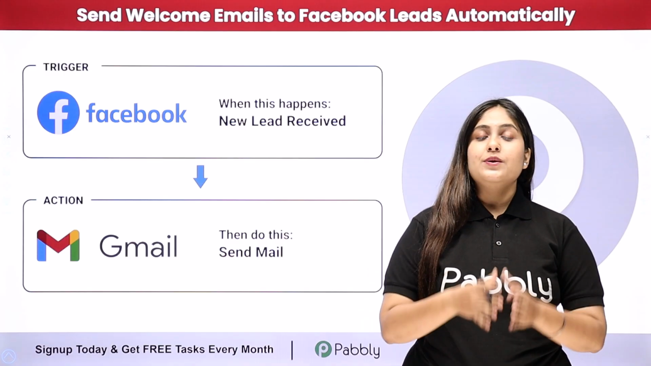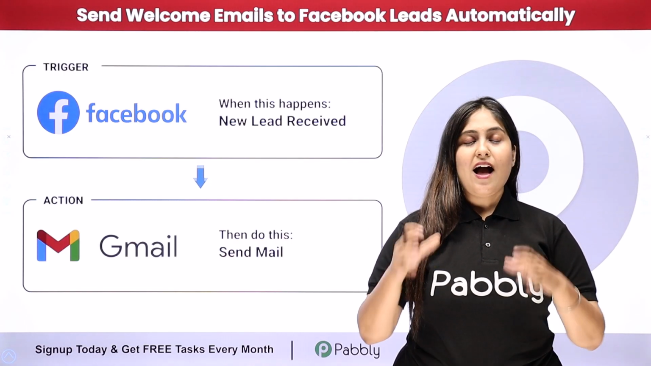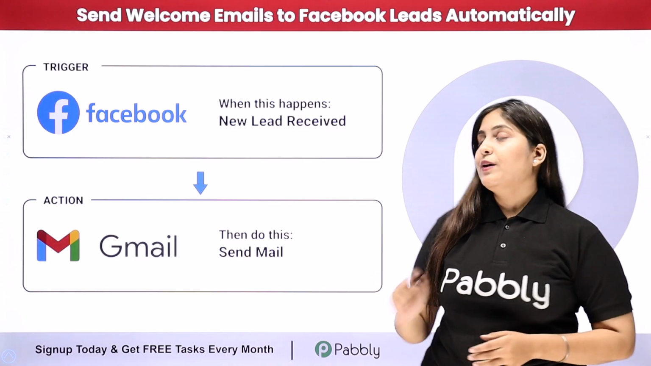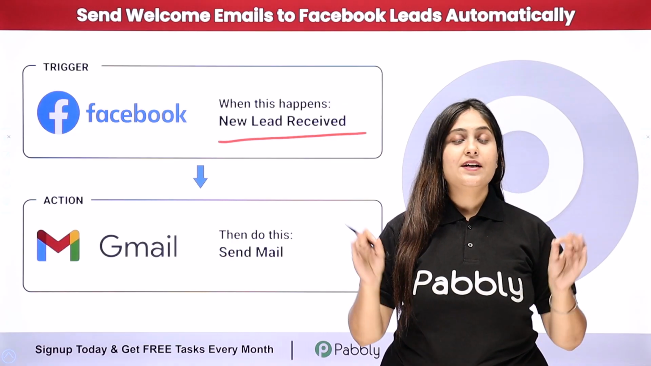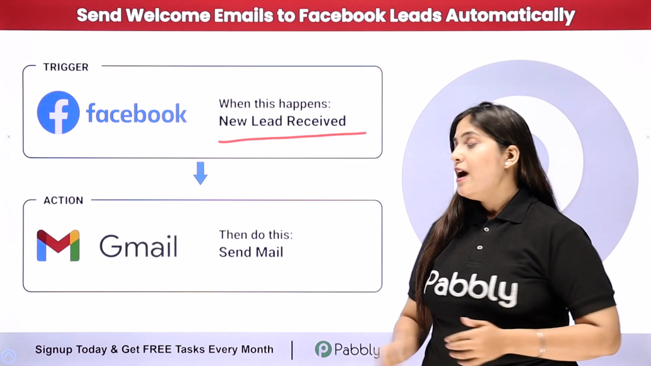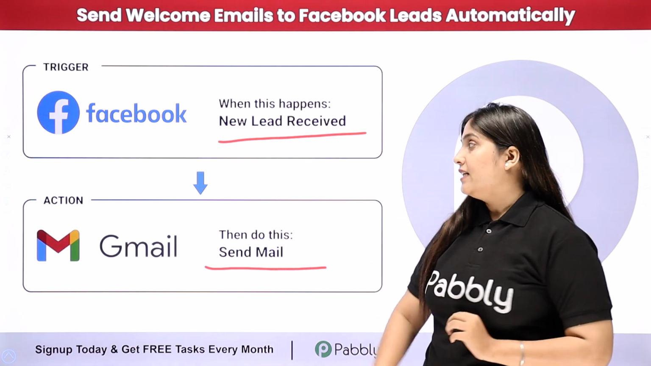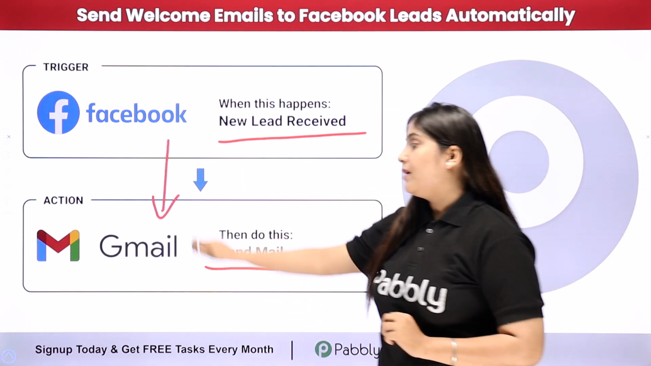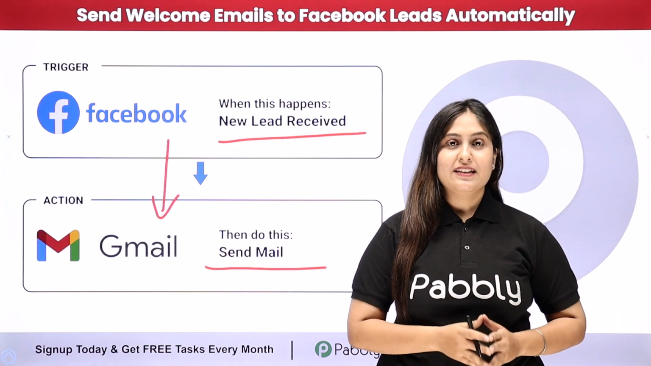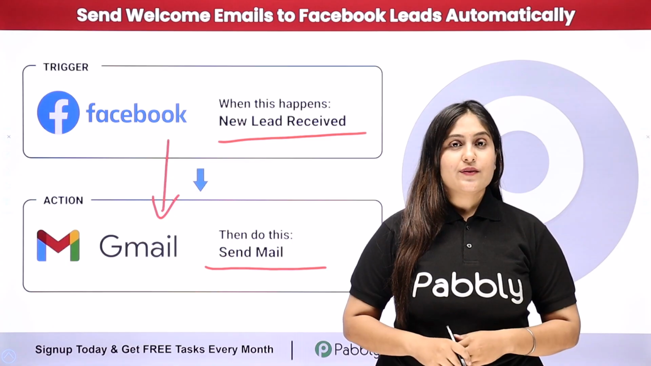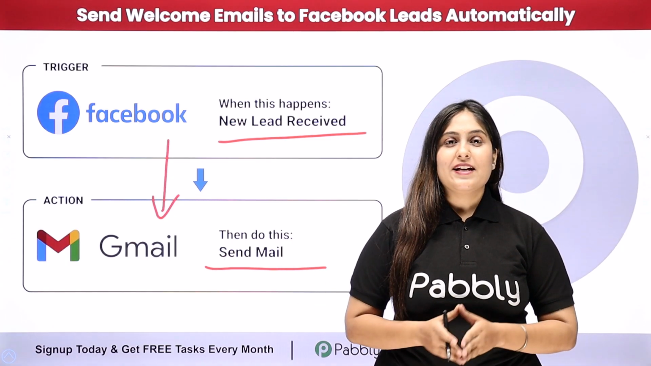So as a business owner, I am running Facebook lead ads to generate new leads for my business. And here my objective is, whenever I receive a new lead, a personalized welcome email should be sent to my lead automatically and instantly via Gmail. So to automate the entire process, I will connect my Facebook lead ad with my Gmail account using an automation software named Pabbly Connect. Now, to see the working of this automation and to learn this process step by step, let me take you to my screen.